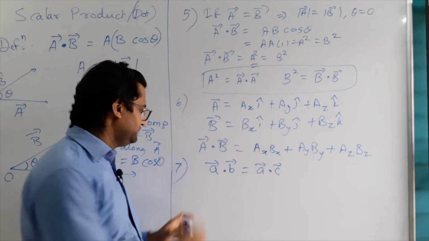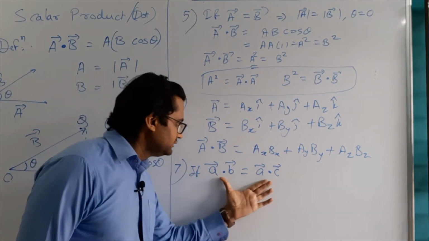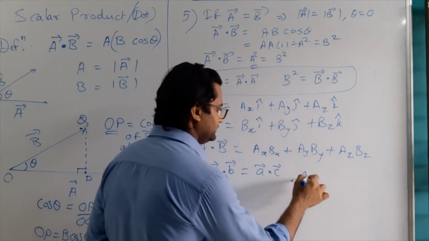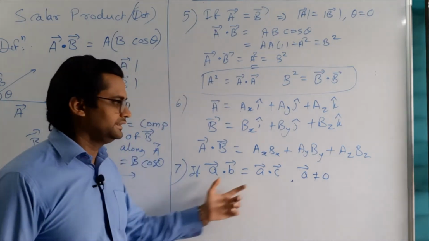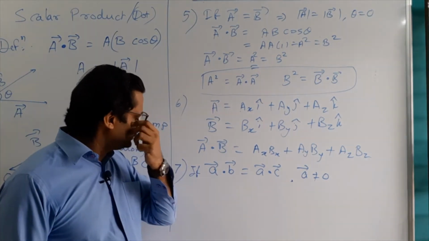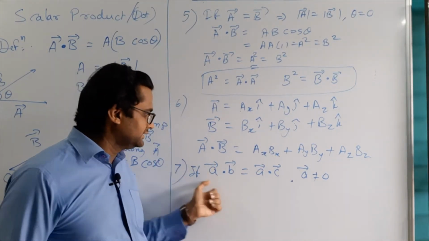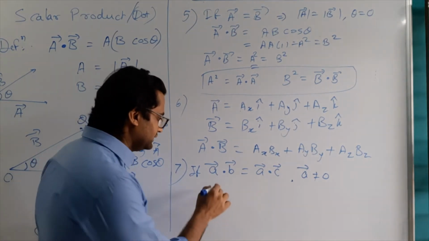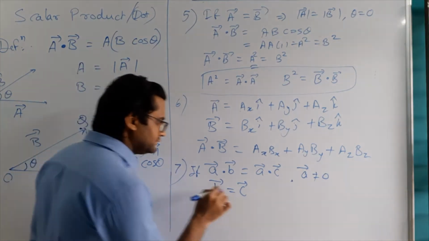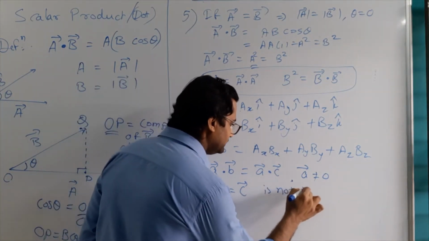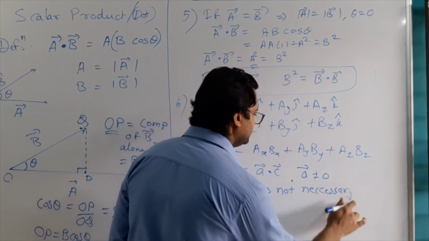Property number 7: if a bar dot b bar is equal to a bar dot c bar, what do we know from this? Suppose this vector a is non-zero. If these were numbers, I would simply cut them. Suppose these are not vectors, then I would simply cut a, and I would conclude that b bar is equal to c bar, but this is not necessary in the case of vectors.